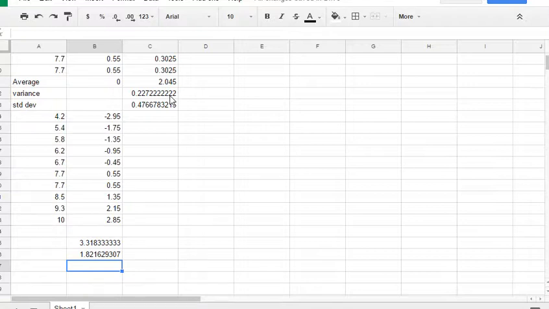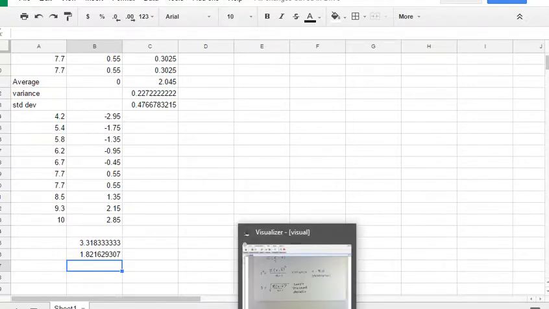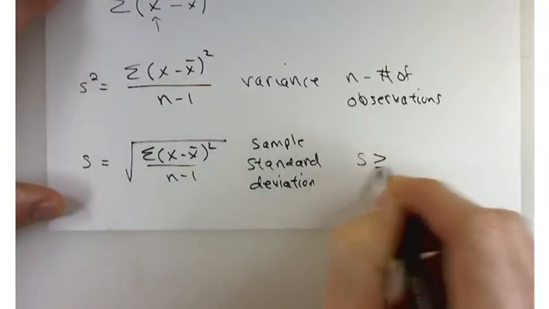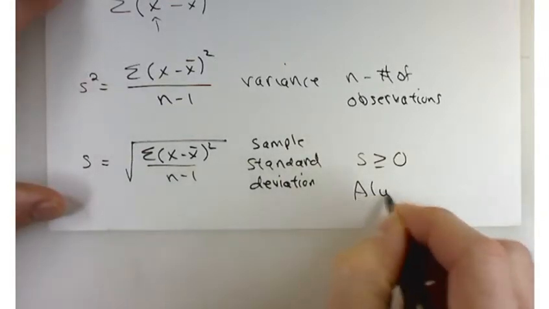Anything else, standard deviation is going to be greater than 0. So, like I said, one last thing to note is that the standard deviation should be greater than or equal to 0. S is greater than or equal to 0 always.